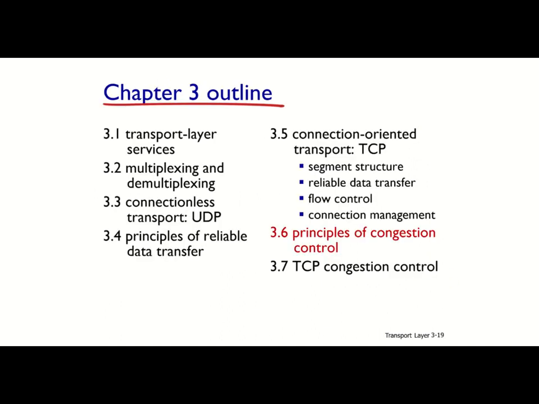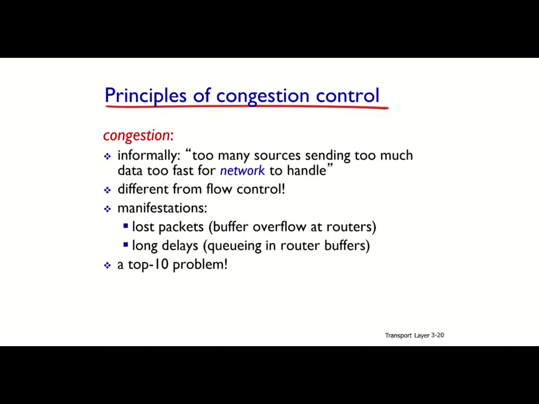Next, we talk about the principles of congestion control. Congestion means when too many senders, too many sources, send too much data too fast for a network to handle. Obviously, it's different from flow control. In flow control, we had a receiving side which couldn't afford receiving a lot of data. But here, in network congestion, the network cannot handle that much data, not necessarily a single host.